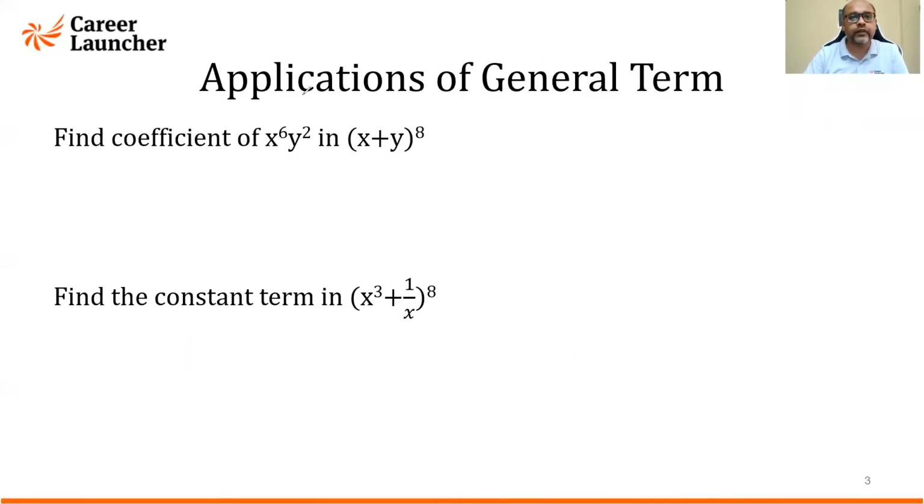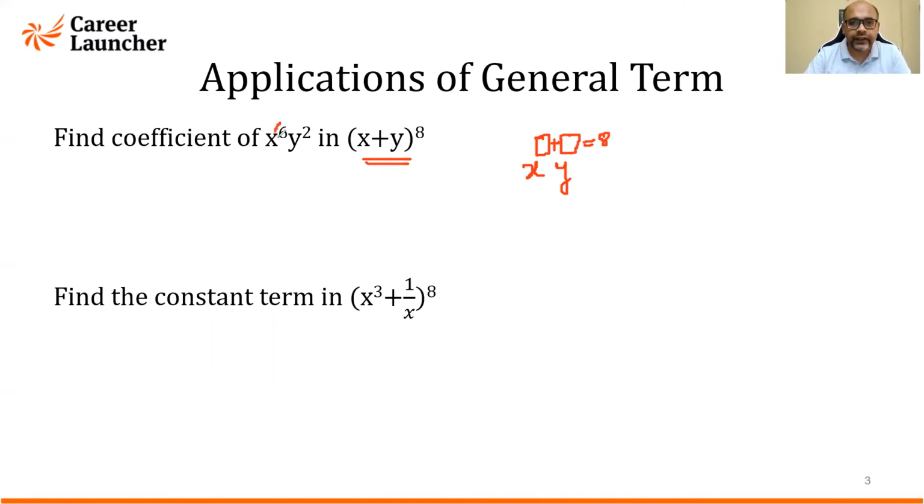So the first two questions. Find the coefficient of x power 6 y square in (x plus y) whole power 8. We can pause the video and try to get the answer. Now, for those of you who got the answer, let's verify. If you notice, the basic of binomial theorem, every term should have x and y to some powers, and the sum of these powers should be equal to 8.